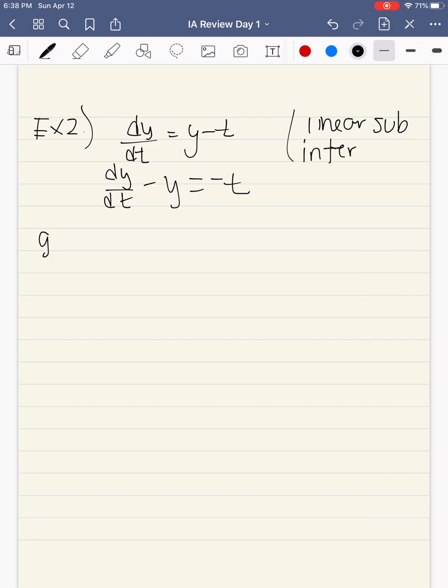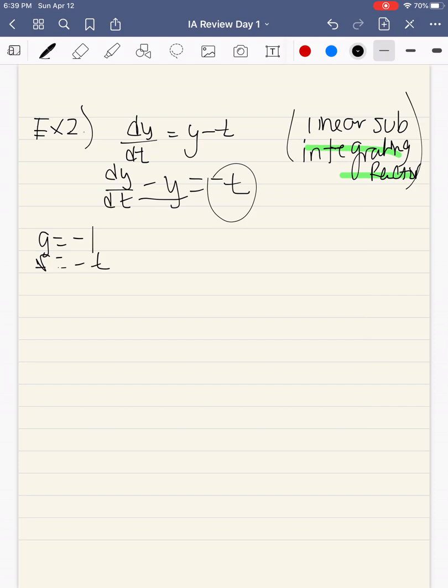So whichever you prefer, we're just going to do this one here. So I have this in my normal format. I subtracted over my y. So my g is whatever is attached to the y term here. So this is just going to be negative 1. And then my f is going to be everything on the right-hand side that is not a y term. So my f is going to be negative t.